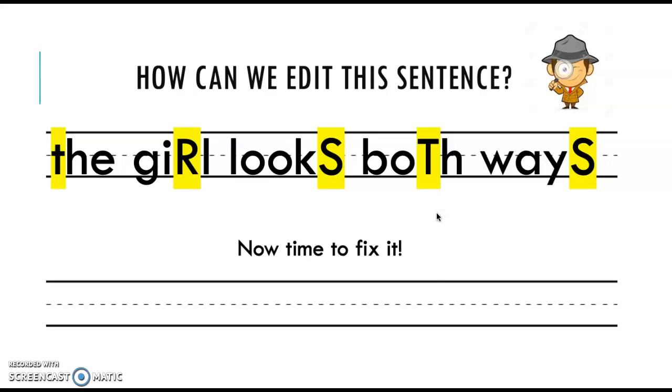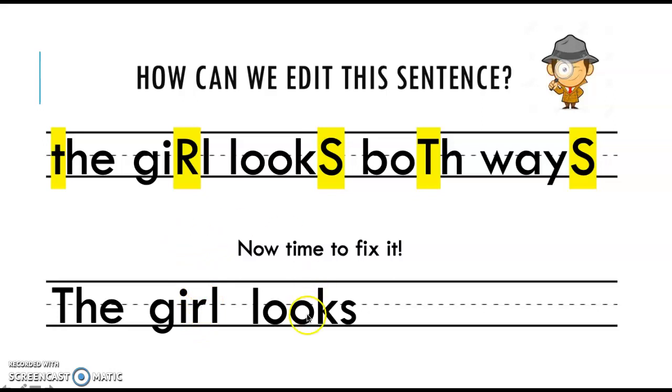So don't worry, I did it for you guys. Watch how I fixed this sentence. The, with my perfect uppercase T. Girl, I fixed the R. Looks, I fixed the S. Both, I fixed the T. Ways, I fixed the S, and I put my ending mark.